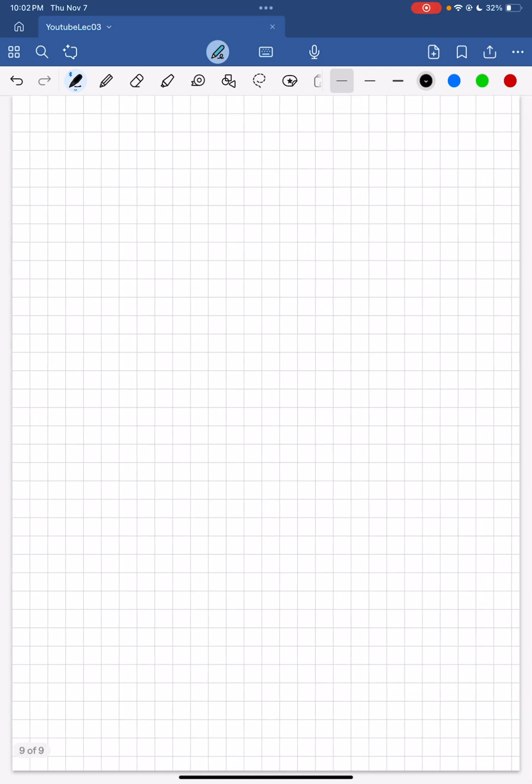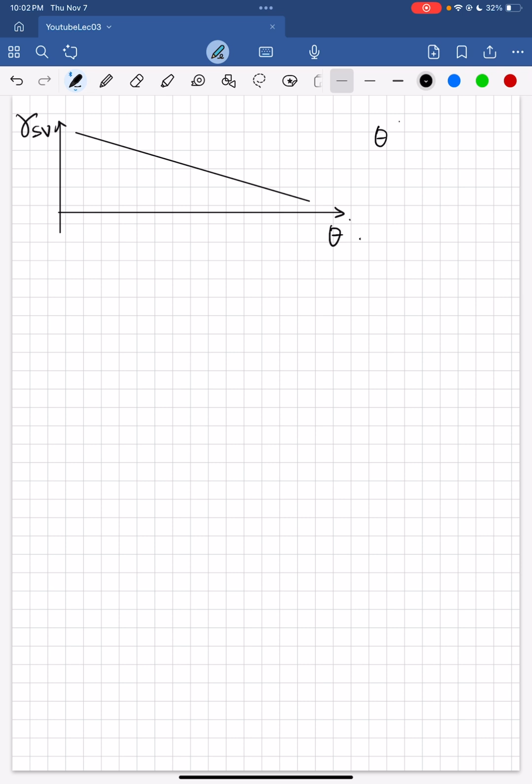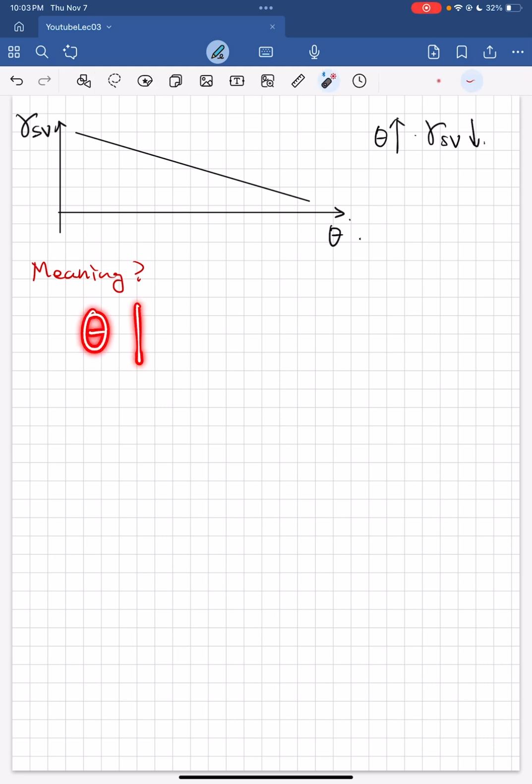So when you draw the diagram, which is gamma SV versus theta, it should look like this. When theta increases, gamma SV will decrease. What does this mean? It doesn't mean that when theta gets bigger, gamma SV will get smaller.